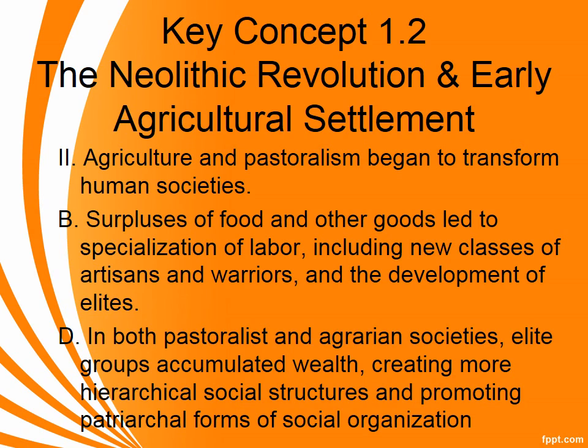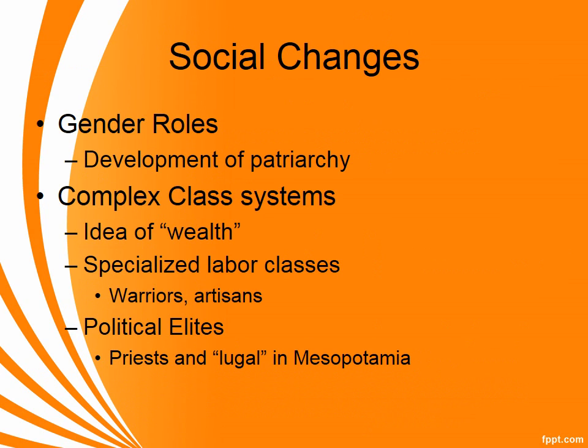And Part D, in both pastoralist and agrarian societies, elite groups accumulated wealth. Wealth at this point could be something as simple as the most cattle, or owning the most land. Wealth does not necessarily mean money at this point. Creating more hierarchical and social structures and promoting patriarchal forms of social organization. So socially, we end up with gender roles, and we end up with what's called patriarchy.